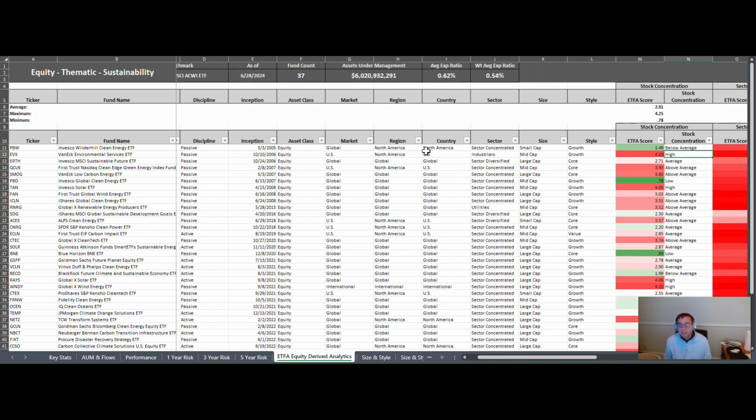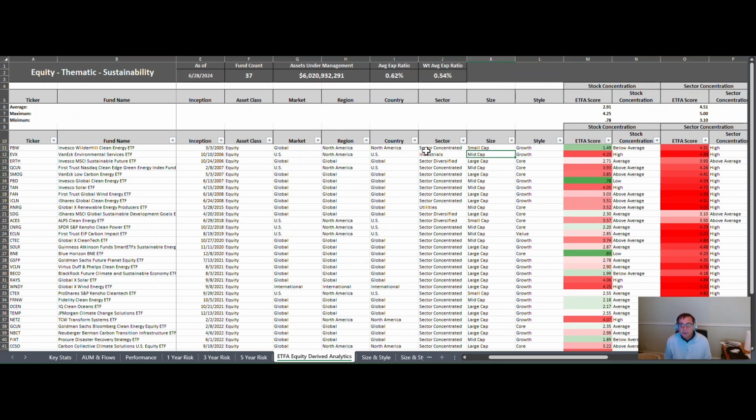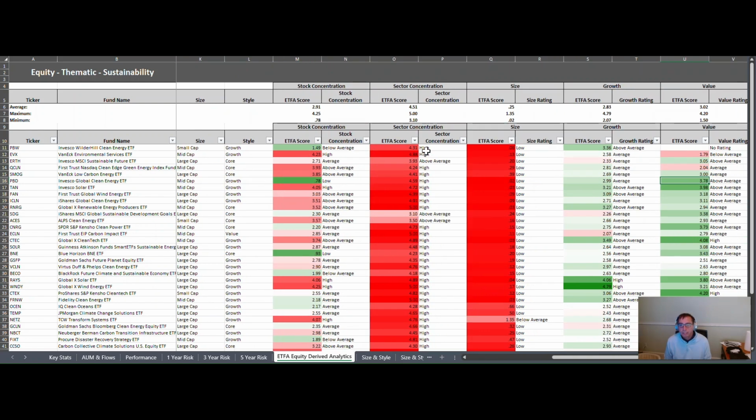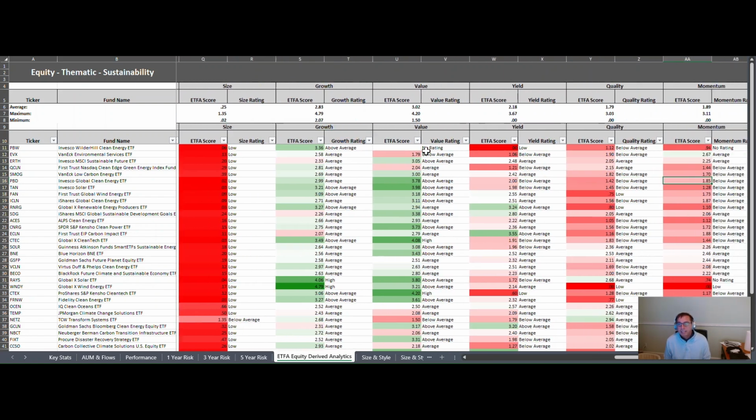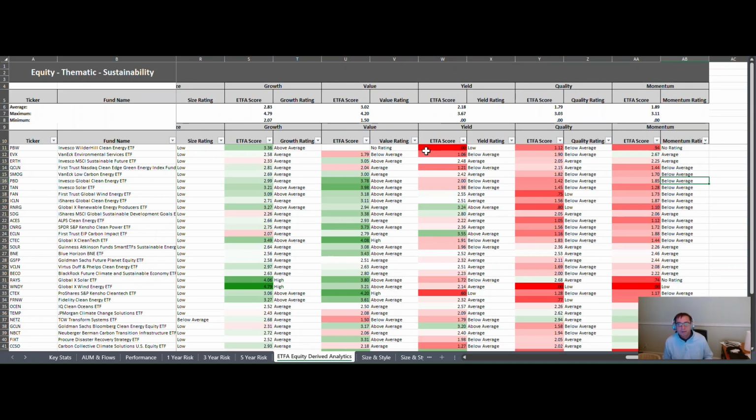We can go across here, kind of get the makeup between size, everything from small cap to large cap, and everything from growth to value, though you'll note that most of these funds have a growth style box. And you can work your way across all of the different data points in here, all of our factor ratings across size, growth, value, yield. Excellent way to really profile not only each individual fund, but what is the makeup of that category, right?